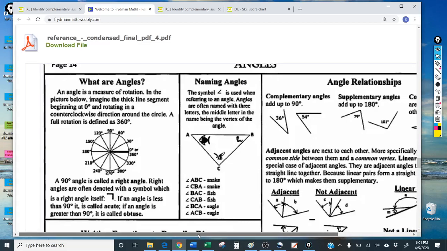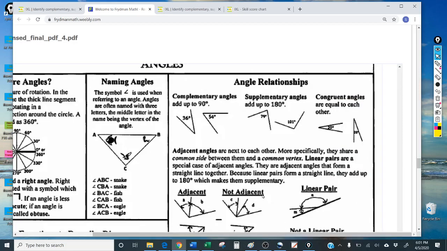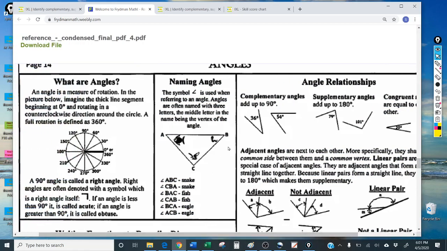Okay, we are going to be mainly looking at these two sections, naming angles and angle relationships. Let's go to naming angles first. Pretty simple. The symbol that looks like this is used when referring to an angle. Angles are often named with 3 letters, the middle letter in the name being the vertex of the angle. The vertex is the point where the 2 lines meet. So these 2 lines over here would meet at this vertex here, the point where they meet or intersect. And this is the angle between them, the amount of rotation between them.